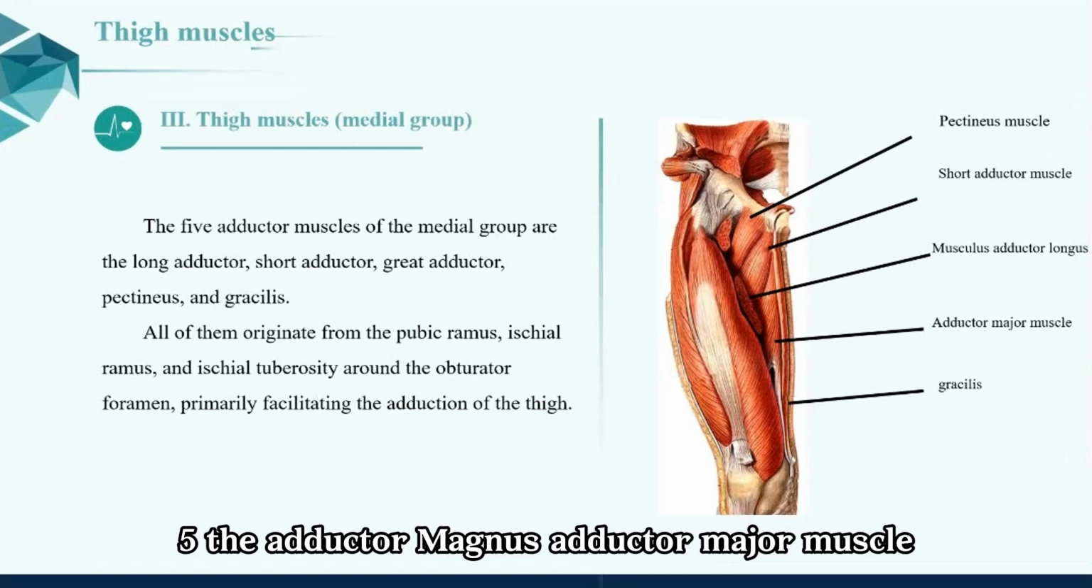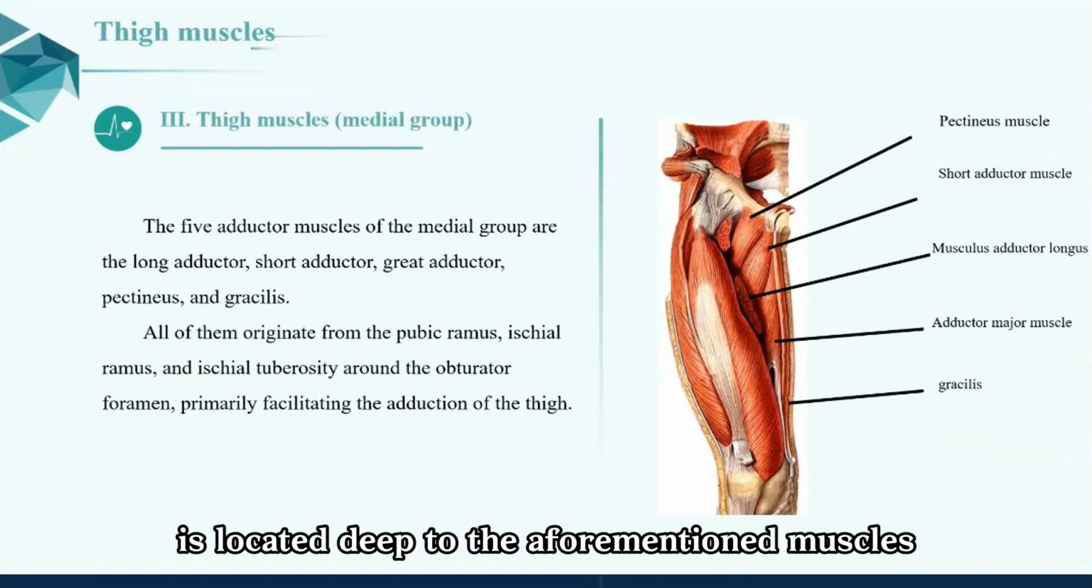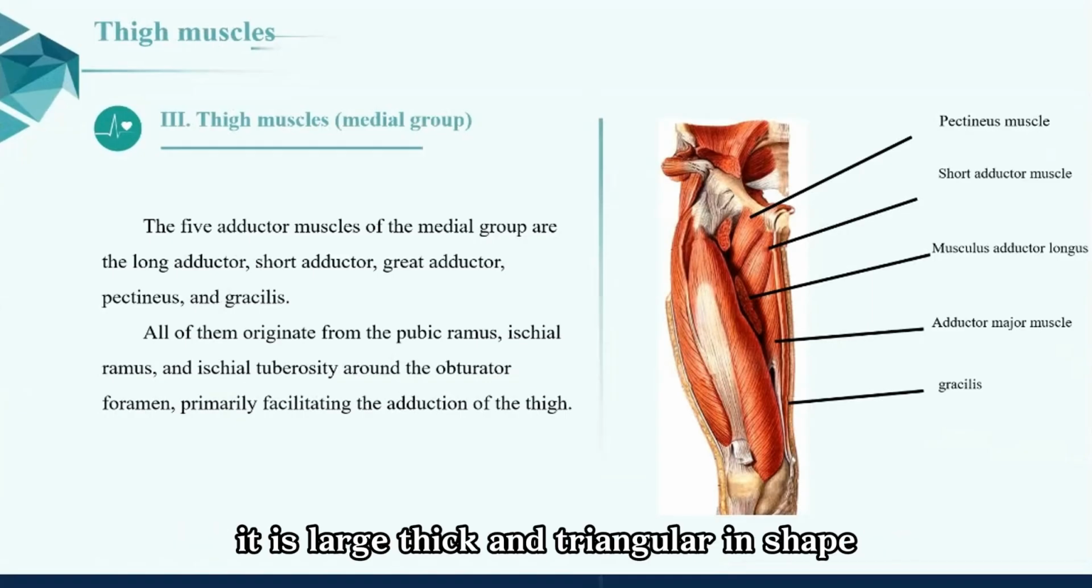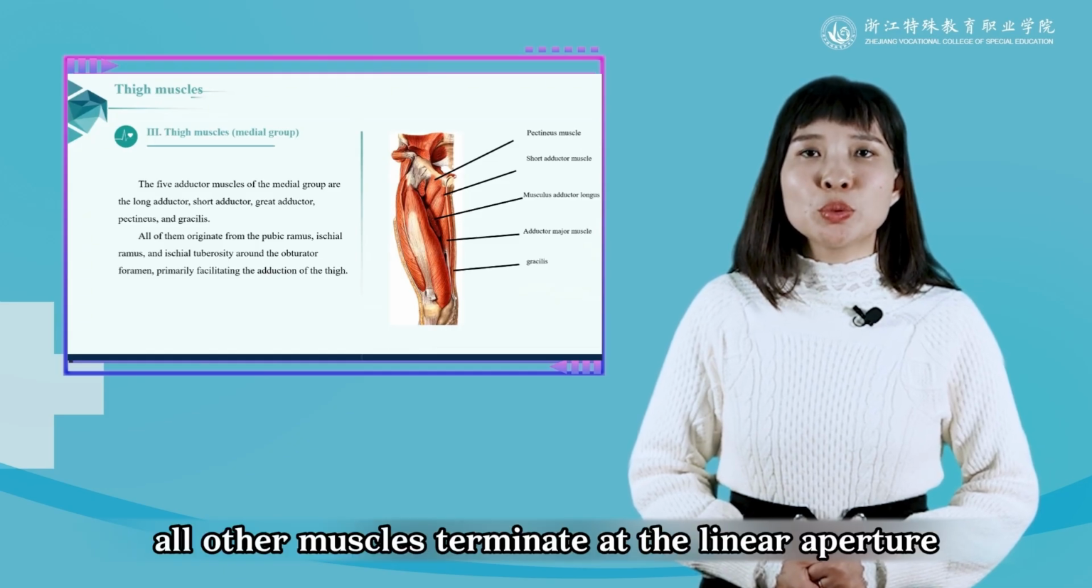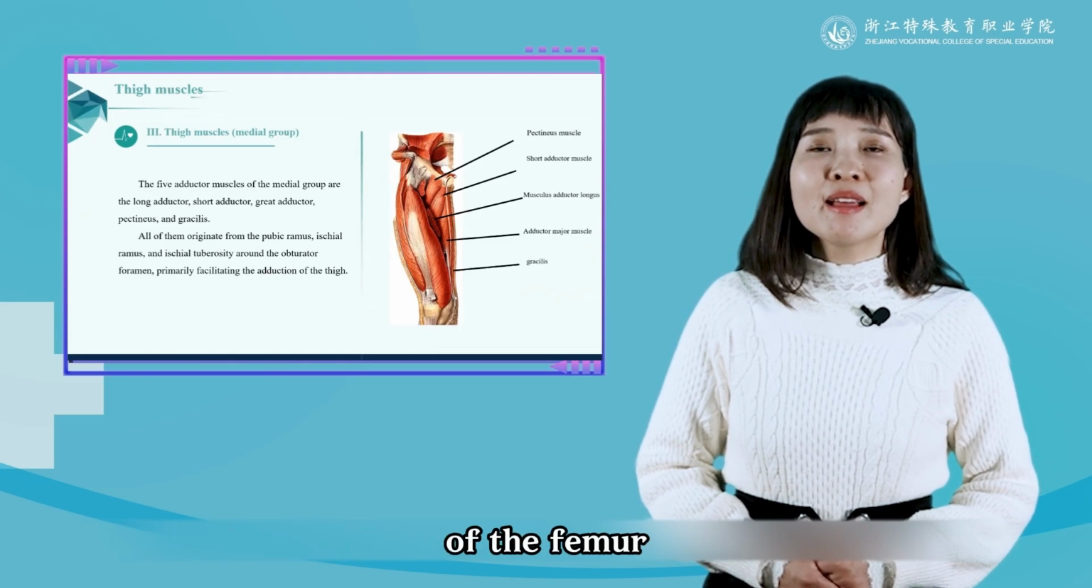5. The adductor magnus, adductor major muscle, is located deep to the aforementioned muscles. It is large, thick, and triangular in shape. Except for the gracilis, which terminates at the medial side of the upper end of the tibia, all other muscles terminate at the linea aspera of the femur.